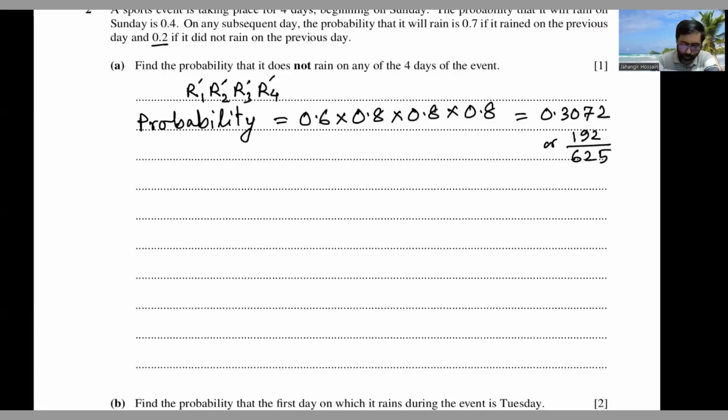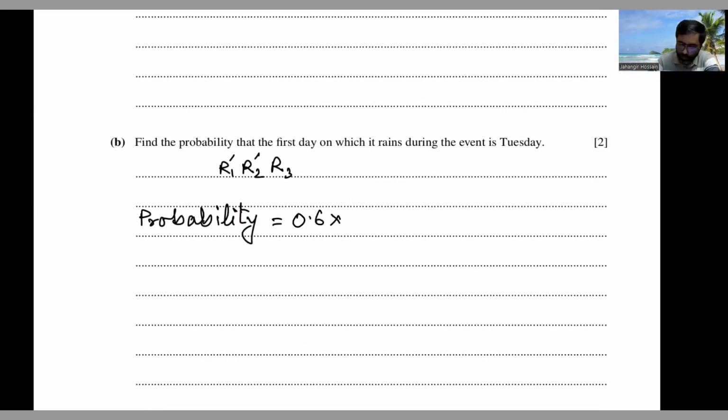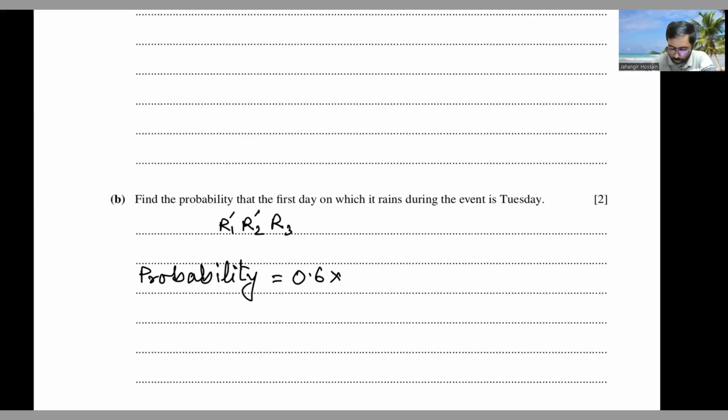On the first day, Sunday, the probability of rain is 0.4, so not rain is 0.6. The probability of rain on Monday, since it did not rain on Sunday, is 0.2, so not rain is 0.8. The next day, it did not rain on Monday, so the probability of rain on Tuesday is 0.2. So that's the probability, which will be 0.096, or if you keep it in exact fraction, it will be 12 by 125.